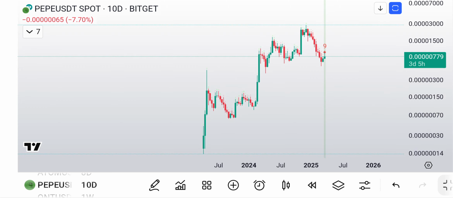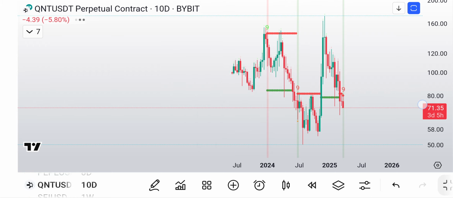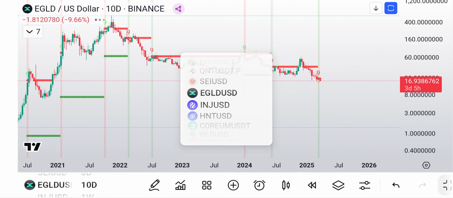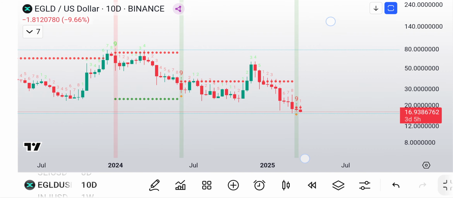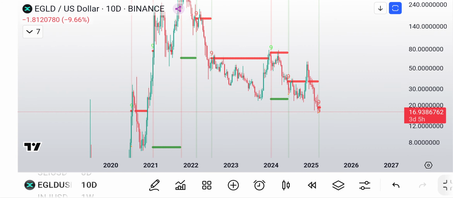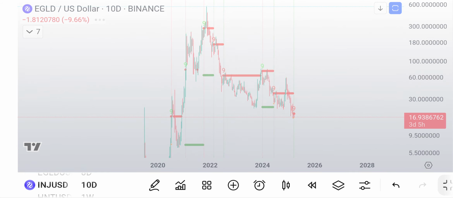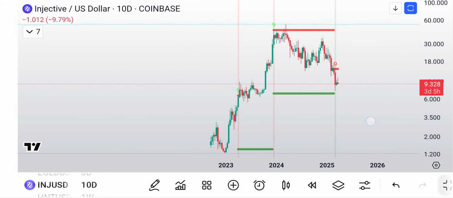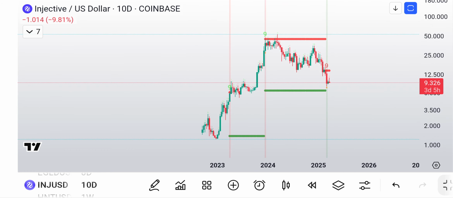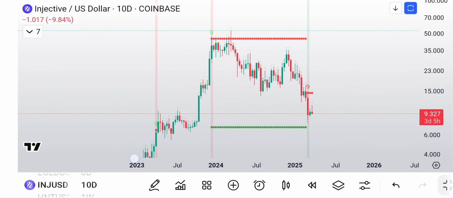Pepe is even on a 9. Injective looks good. You got an impulse and you got a three-wave pullback. Now, it doesn't mean it's finished, but this could be 1, 2, 3. We could be flagging out for a 4, and we might need 5. That's always the risk, right?